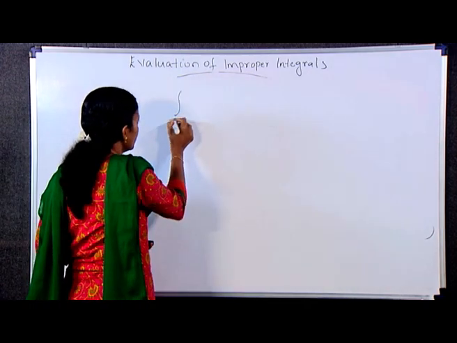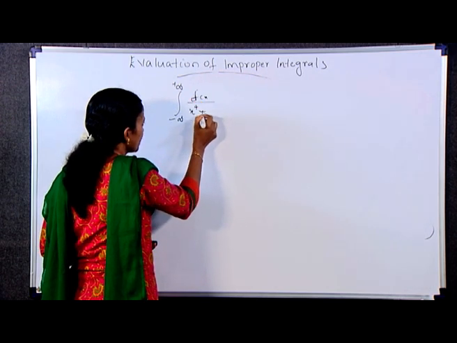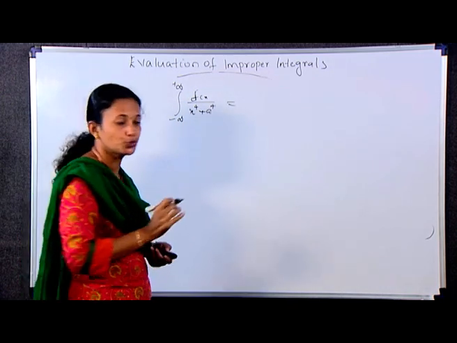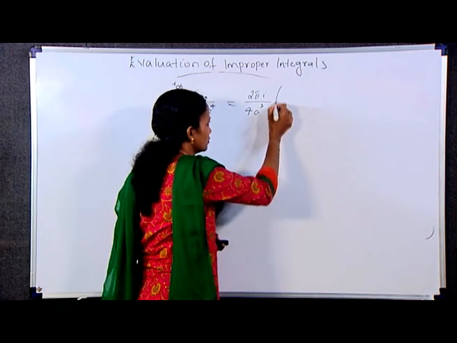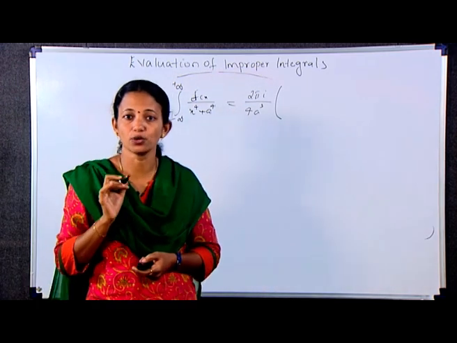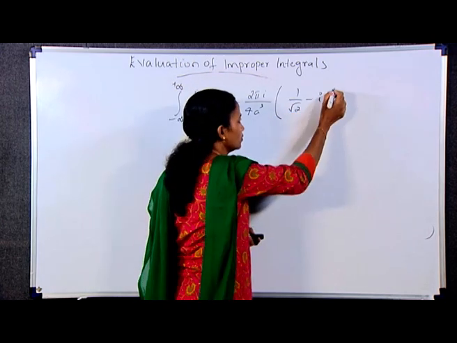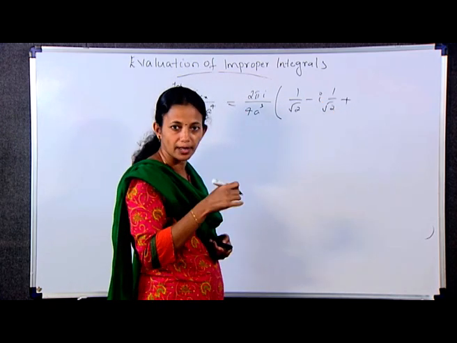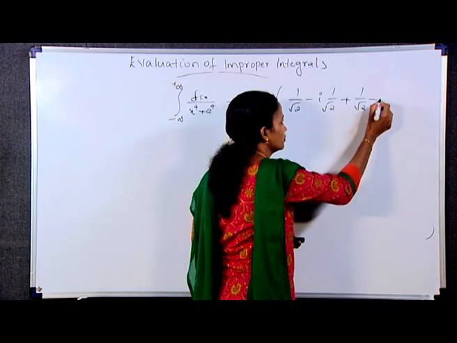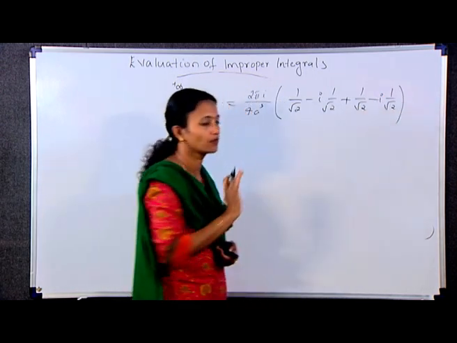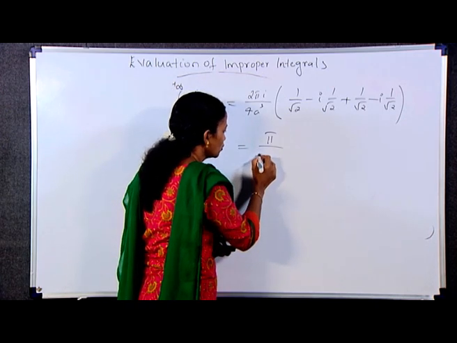the integral from minus infinity to plus infinity of dx by x raised to 4 plus a raised to 4, which is equal to 2 pi i by 4a cube into, in the bracket, minus 1 by root 2 minus i into 1 by root 2 plus 1 by root 2 minus i into 1 by root 2. Putting the values of cos and sin, on simplification, this is equal to pi by root 2 into a cube.